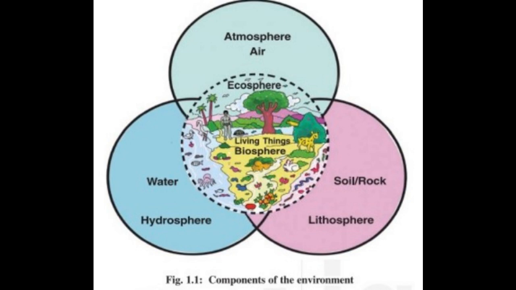3. Atmosphere. The Earth is surrounded by an envelope made of a mixture of gases. This envelope of gases surrounding the Earth is called the atmosphere. The atmosphere extends up to 500 kilometers above the Earth's surface. The main gases in the atmosphere are nitrogen and oxygen, which together make up about 99% of the volume.